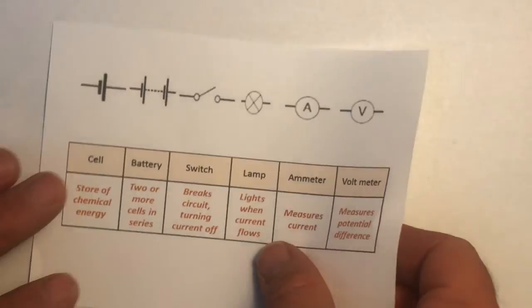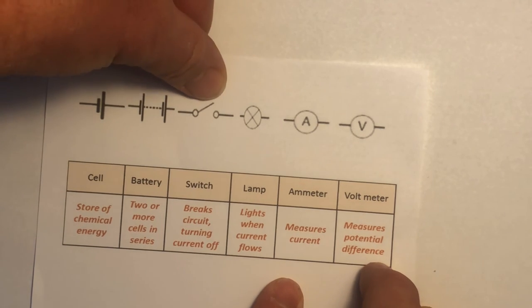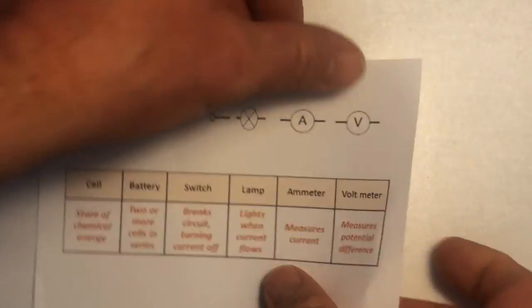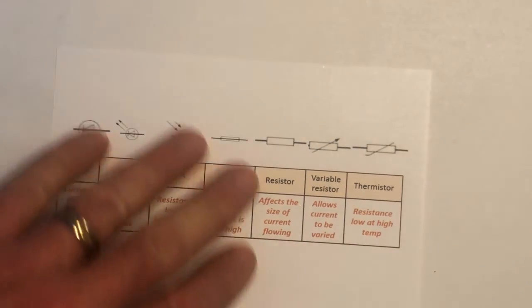So, a cell, a battery, a switch, a lamp, an ammeter, a voltmeter, a diode, an LED, an LDR, a fuse, a resistor, a variable resistor, and a thermistor.